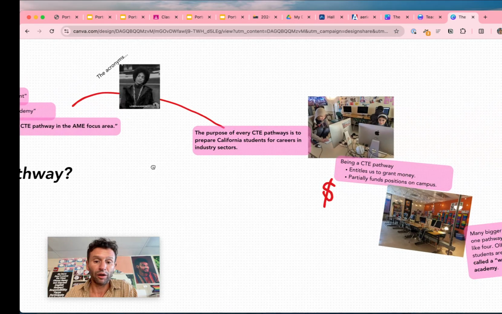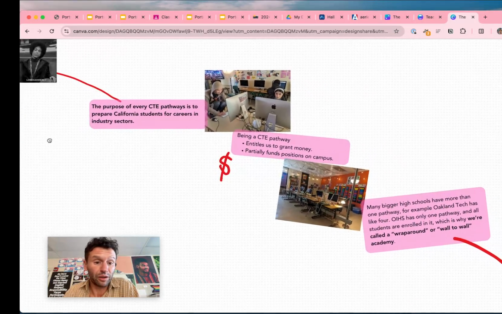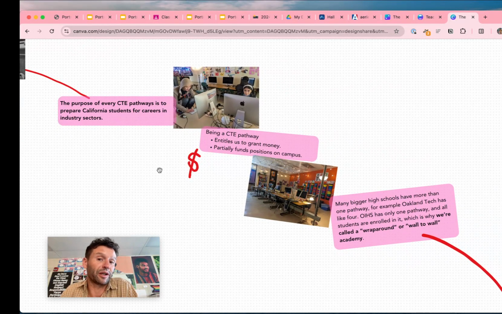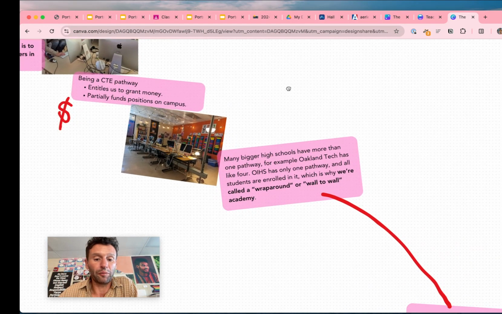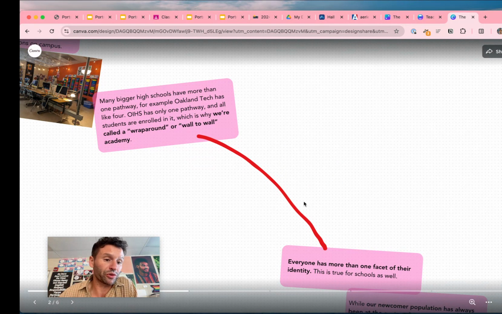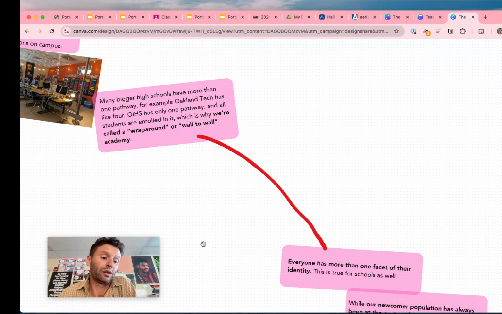The purpose of every career and technical education pathway is to prepare California students for careers in industry sectors. Being a CTE pathway entitles us to grant money and partially funds some positions on campus. Many bigger high schools have more than one pathway. For example, Oakland Tech has like four.